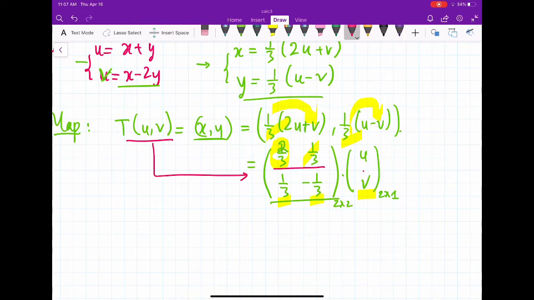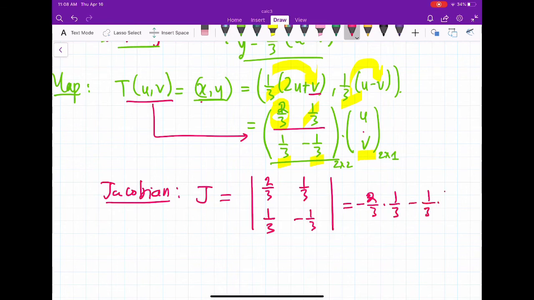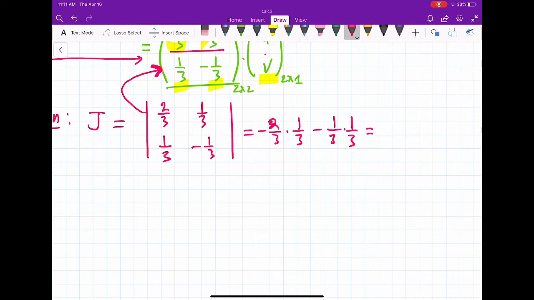Okay, now I want to find the Jacobian of this change, because we already changed from x and y to u and v, right? Let's find the Jacobian J. I need to find the determinant of the following matrix. I need to take the partial derivative of x with respect to u. That is 2/3. You see? And the partial derivative of x with respect to v. That is 1/3. Similarly, I have the partial derivative of y with respect to u is 1/3, and of y with respect to v is -1/3. So basically that is equal to -2/3 times 1/3 minus 1/3 times 1/3, and this is equal to -1/3.